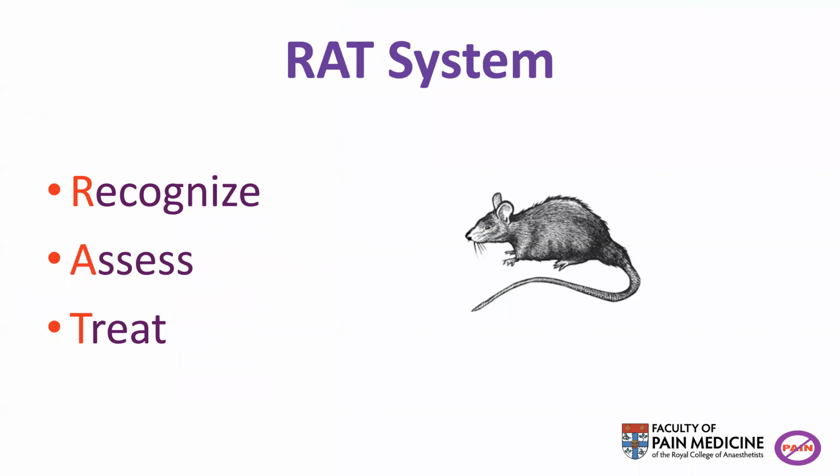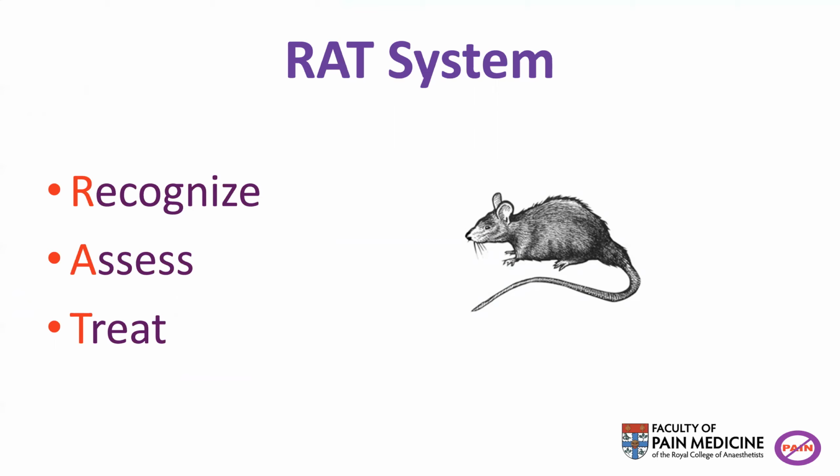So I'm going to hand you over to Sharon, who's going to take you through the RAT system. Thank you. So as Martin said, the RAT system, the EPM system, is a very systematic way of managing pain. So we're using the term RAT, so it's recognise, assess and treat. And going back to that resus plan, it will be like the ABCDE system that you have for resus.